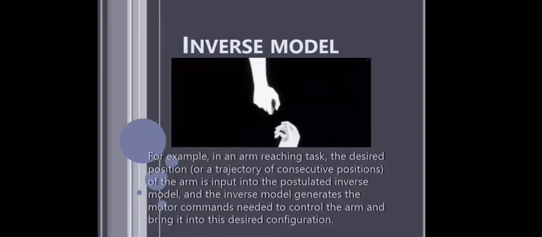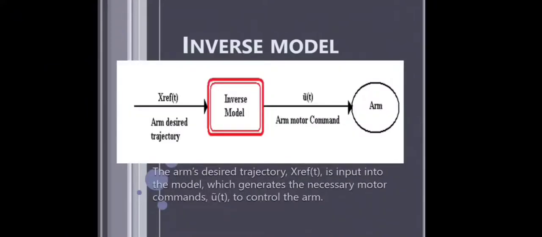Alright. For example, in an arm-reaching task, the desired position or a trajectory of consecutive positions of the arm is input to the postulated inverse model, and the inverse model generates the motor command needed to control the arm and bring it to the desired configuration. Alright. So this is the inverse model diagram.